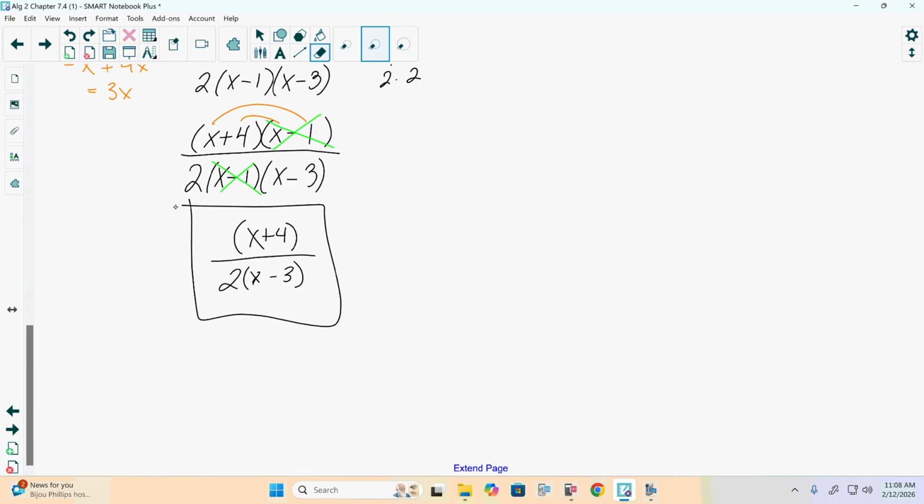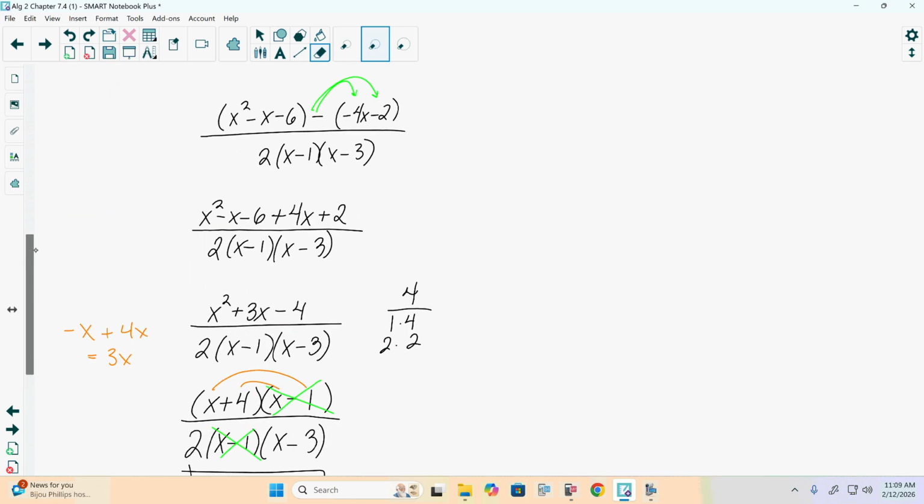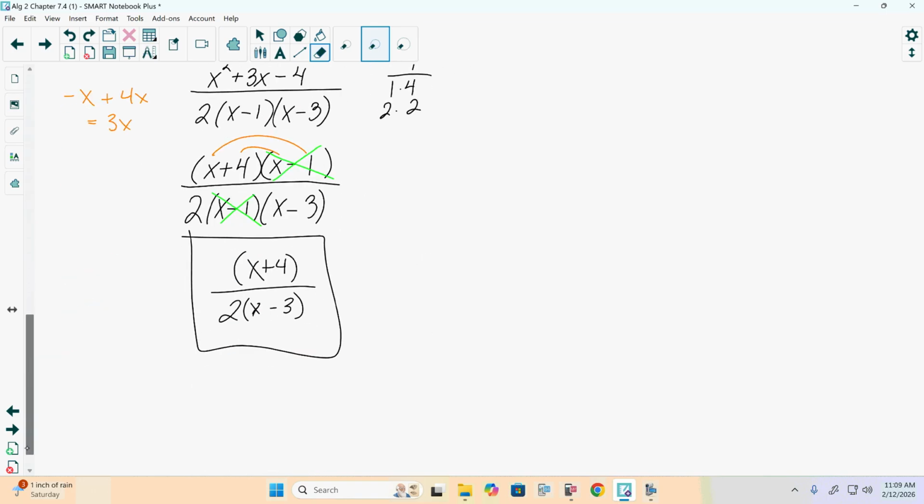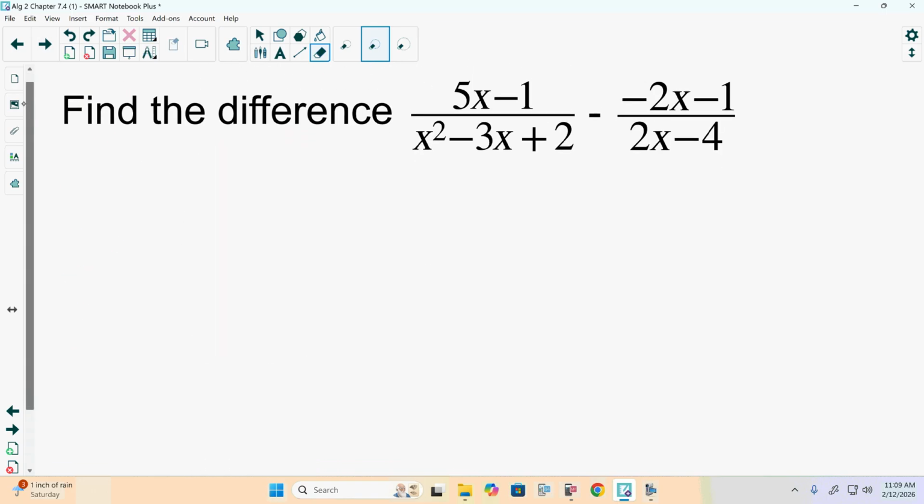Questions on this here? So subtraction, a real big difference from addition? Not really, outside of this step here, remembering to distribute that negative through. Questions on this here? 5x minus 1 over x squared minus 3x plus 2 minus negative 2x minus 1 over 2x minus 4.